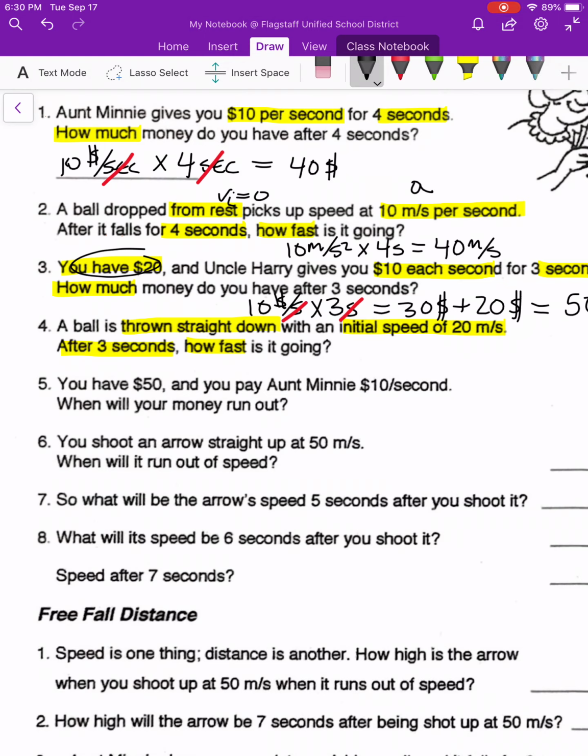Well, that's important information because, as we should know from class lectures, direction is really important to take into account. So this thrown straight down means that this initial speed should actually be a negative 20 meters per second. So again, this one's fairly intuitive. We haven't gotten into any of the difficult ones, but this should be a negative 20 meters per second times 3 seconds.